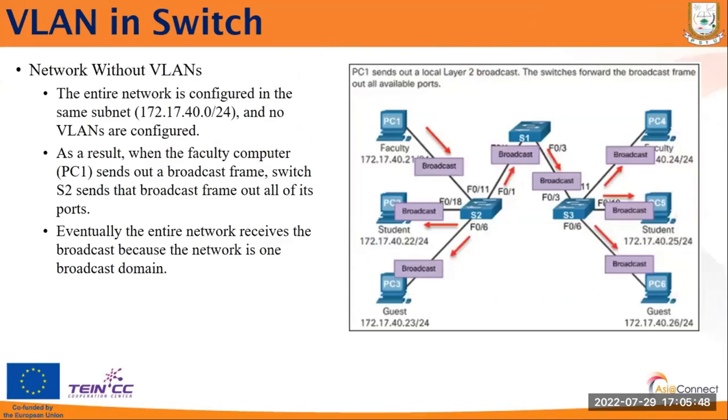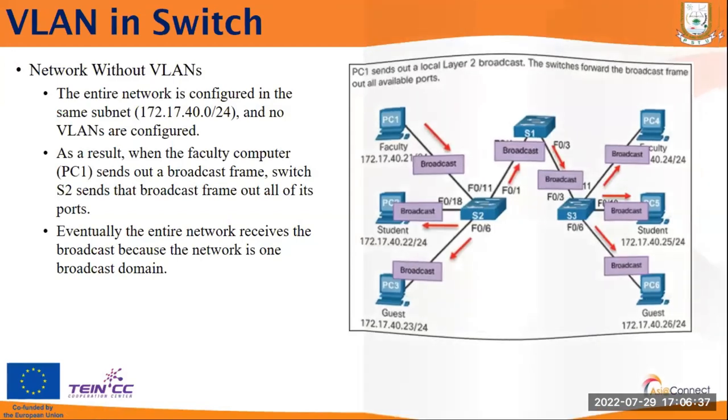Then what happens if there is no VLAN? That means a network without VLAN. See here in this figure, this is a broadcast with S1, S2, and S3 switches. This is a faculty PC, and this is a faculty PC. PC1 is trying to broadcast a message to PC4, but without VLAN, the broadcast message will be received by all of the connected devices like PC2, PC3, that means student and guest, PC5 student and PC6 guest, and also PC4 faculty. And this is not secure, right? That's why we use this VLAN.